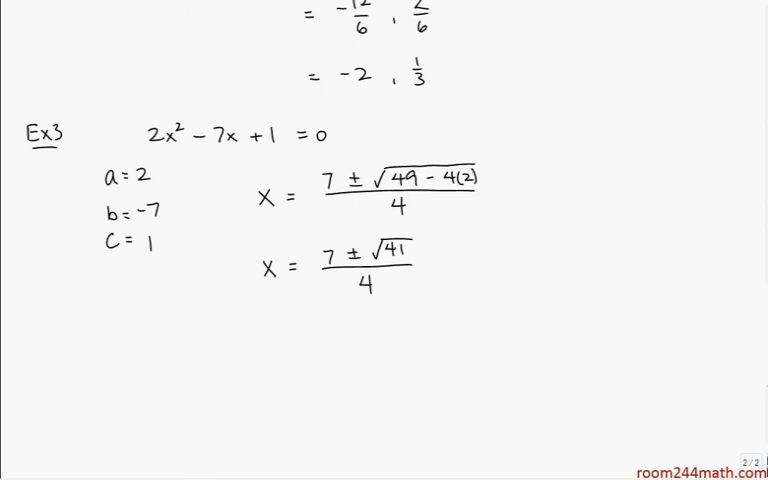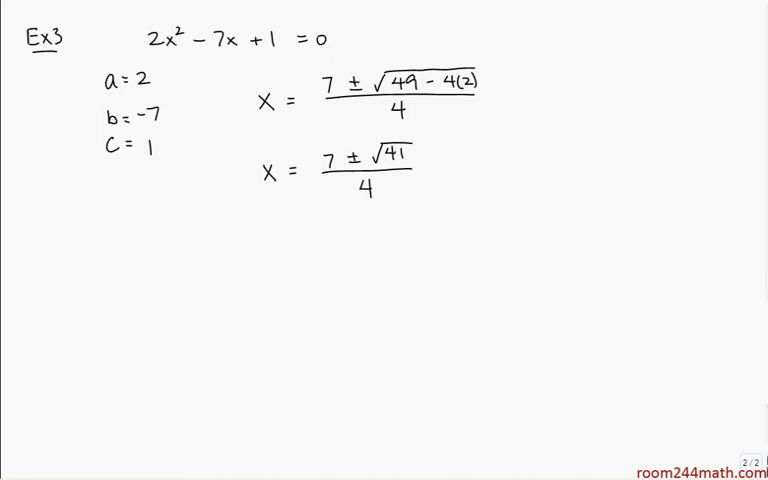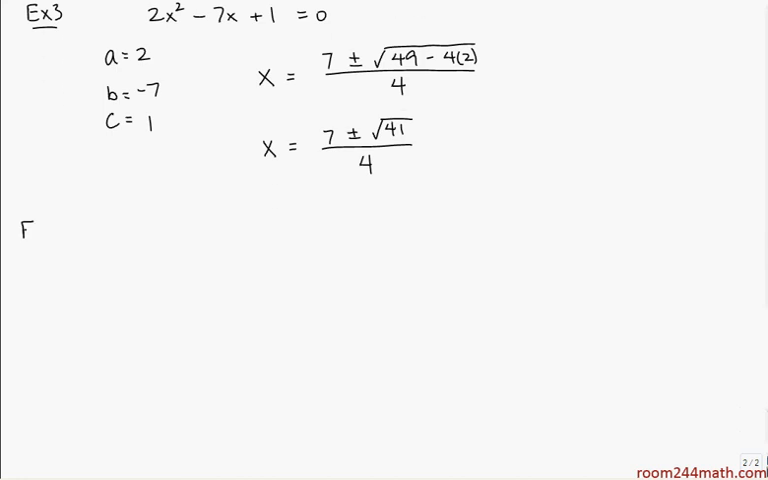Now, if you want to figure out what the decimal approximations of these are, you can plug them into the calculator. We can get a rough estimate of it because we know that root 41 is a little bigger than 6 and smaller than 7. So 7 minus root 41 is going to be close to 0. And certainly when we divide it by 4, it'll be even closer to 0, but it'll be positive. And then 7 plus root 41 is going to be a little bigger than 13, smaller than 14. And when you divide that by 4, you're going to get a number somewhere between 3 and 4.